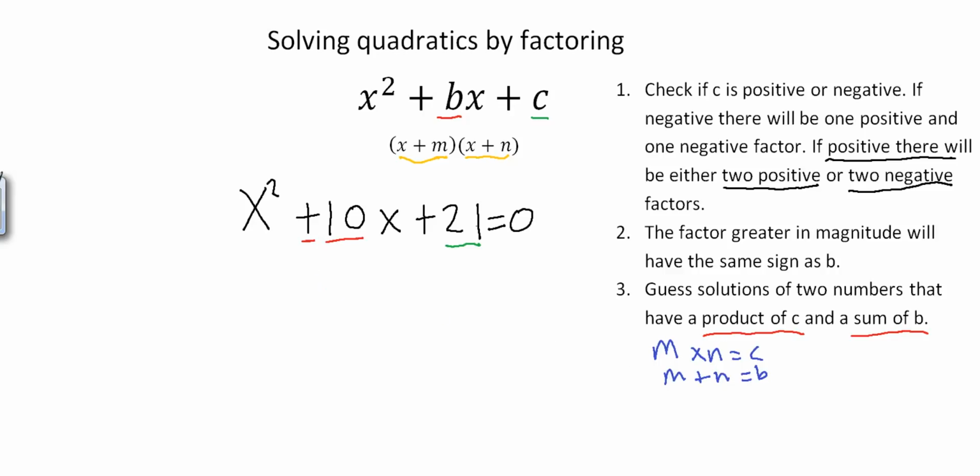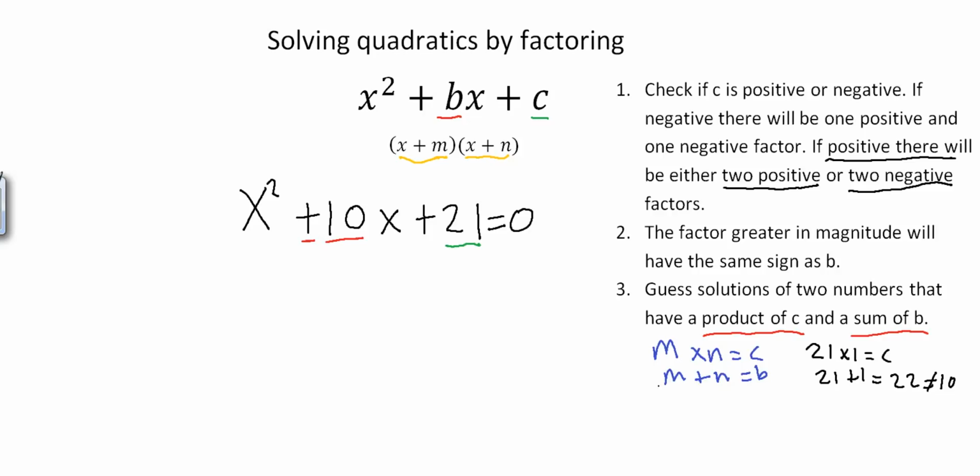Okay, so let's start trying to guess two numbers that multiply to 21. Well, what if we try 21 times 1? We could have 21 times 1 equals c. Let's see if that equals b. 21 plus 1 equals 22, which does not equal 10. And like I said before, 10 is our b term. So we need these numbers to add to 10 and multiply to 21.